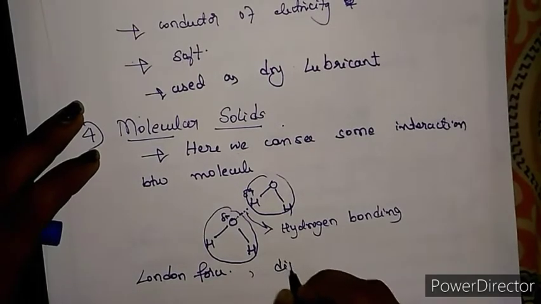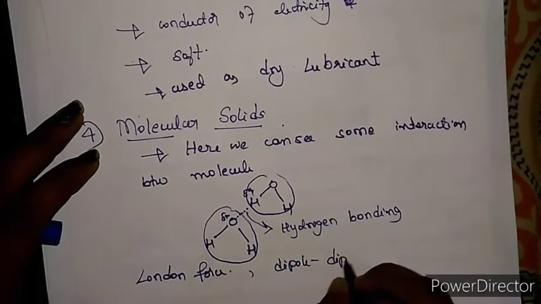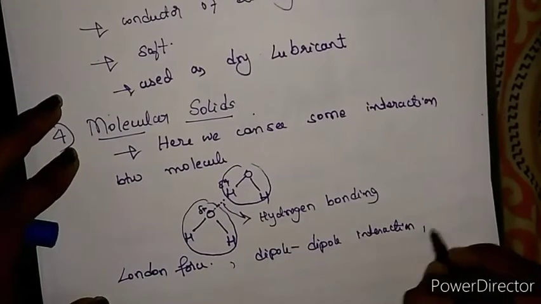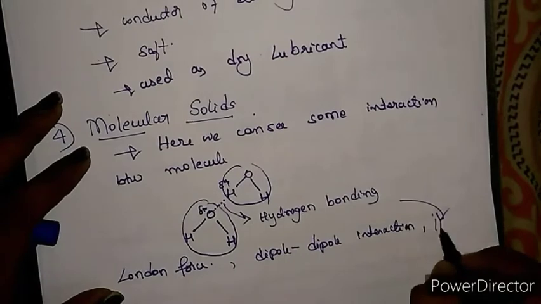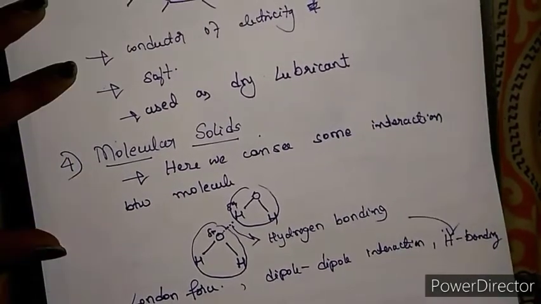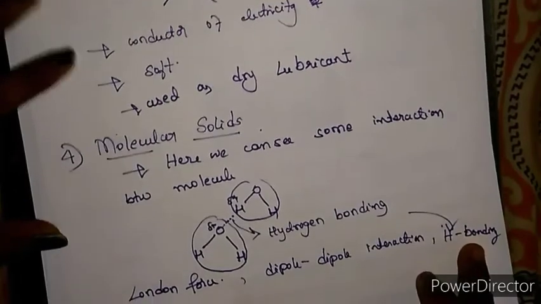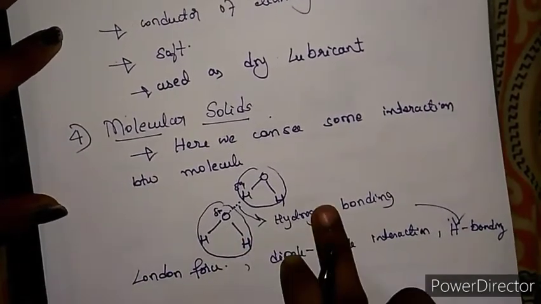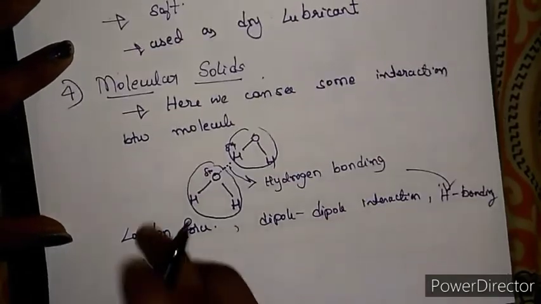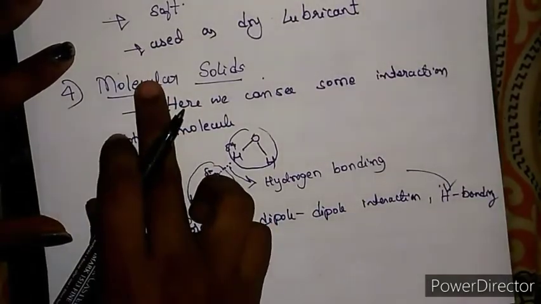Another one is the dipole interaction. Another one is hydrogen bonding between the molecules. These are the three possible interactions between the molecules. And based on these three different types of interaction, we have three classifications under molecular solid.